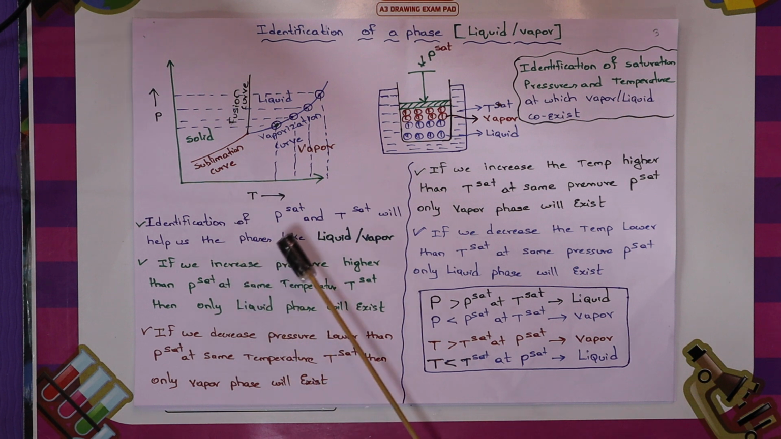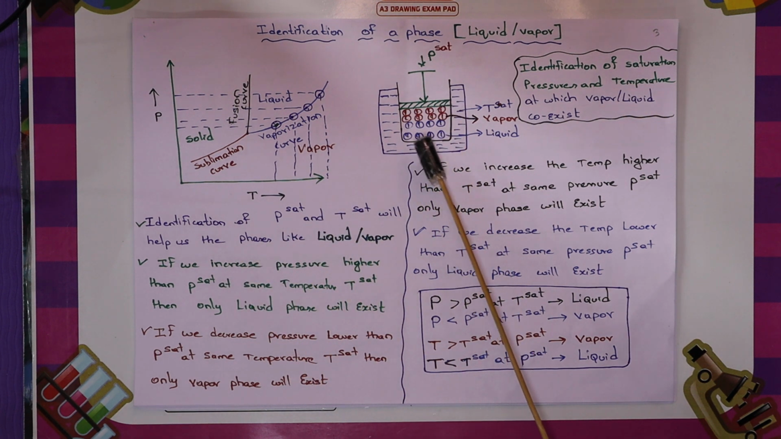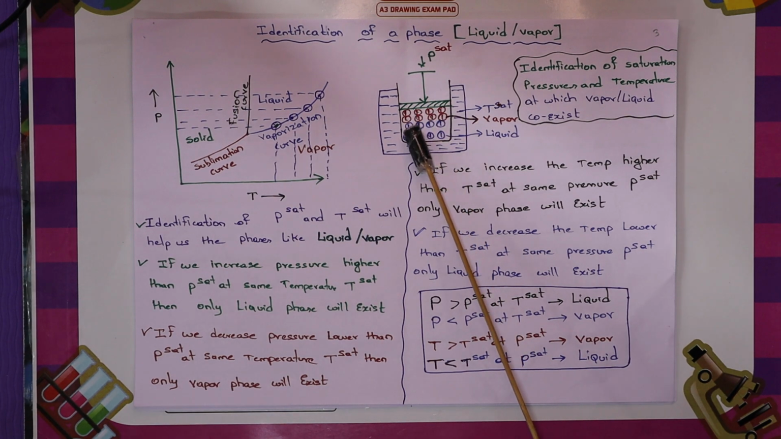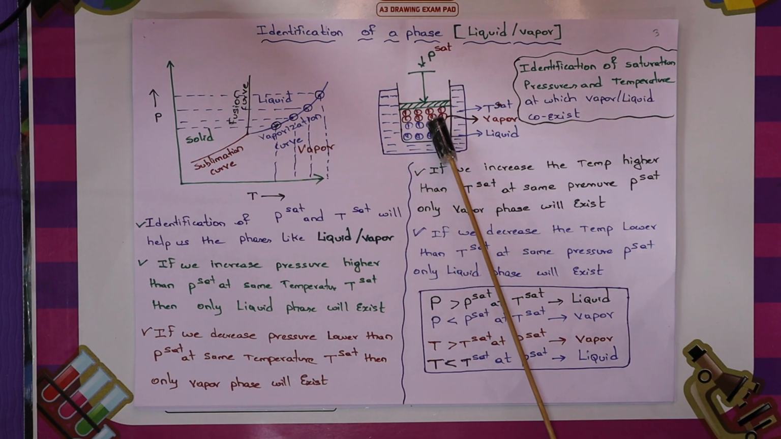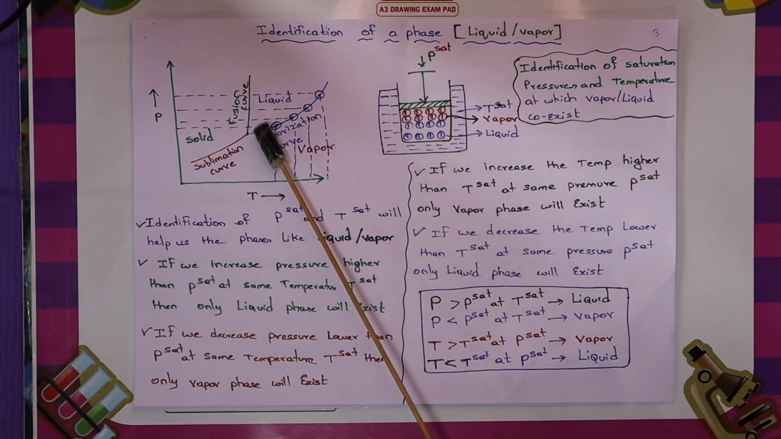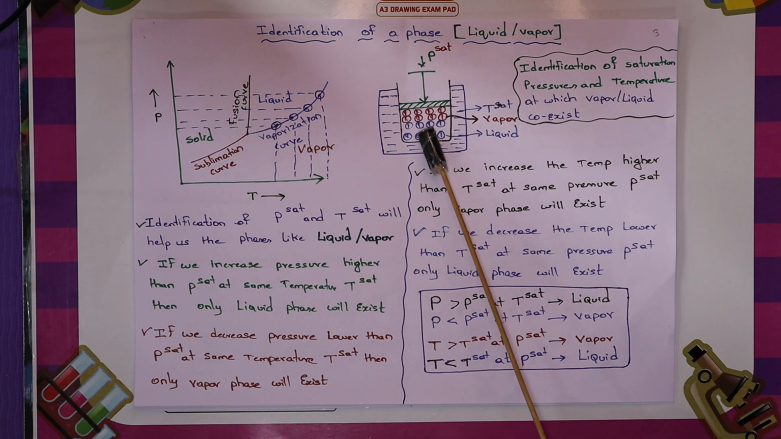Let us say there is a system consisting of a substance which can be a liquid or a vapor, or it can be vapor and liquid together. The simultaneous existence of vapor and liquid we cannot identify. So let us assume there is a substance present, and we can only identify whether it is a liquid or a vapor. To do that, we need the help of the saturation pressure and saturation temperature data, because this data allows us to identify what kind of substance is present in the system.